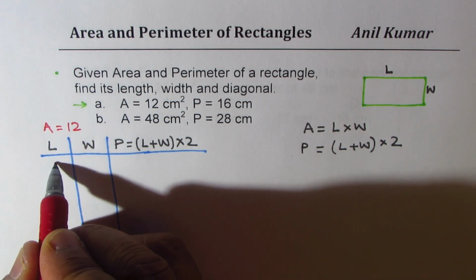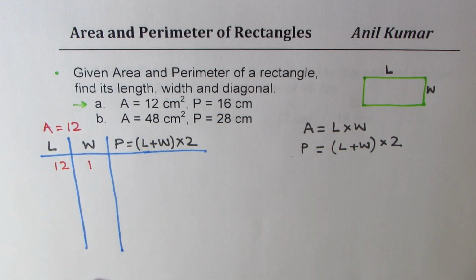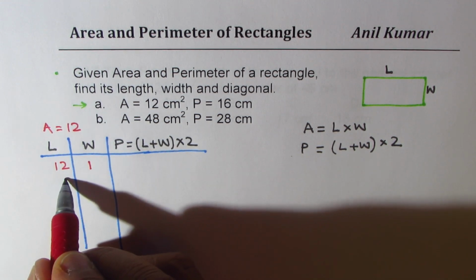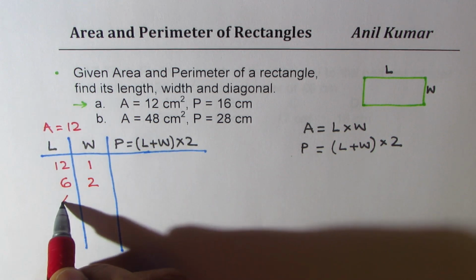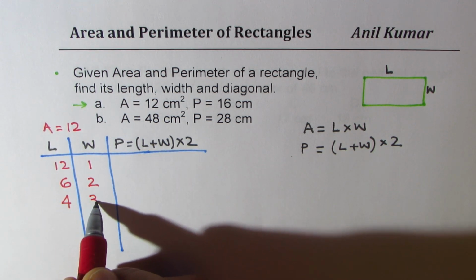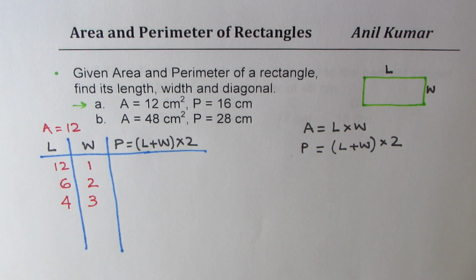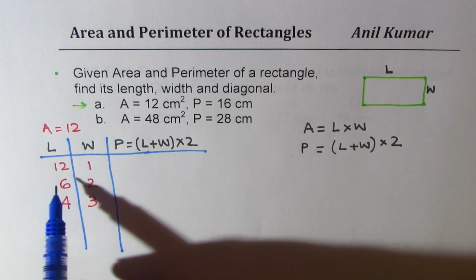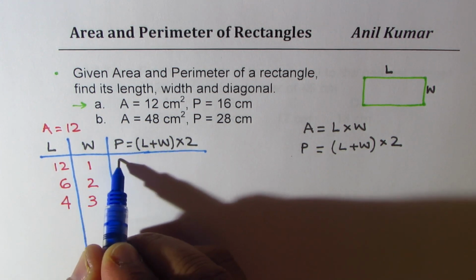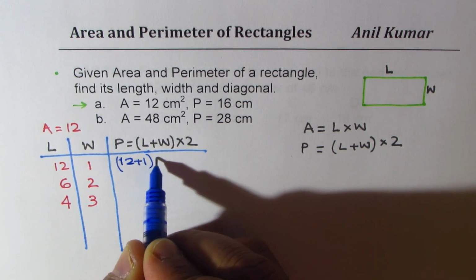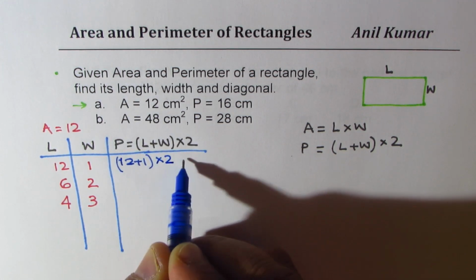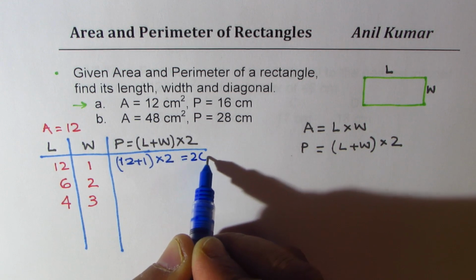We could have length of 12, width of 1. We could have length of 6, width of 2. We could have length of 4 and width of 3, correct? All these cases are possible. Now, for these cases, let us calculate the perimeter. So it becomes 12 plus 1, which is 13. And when you twice 13, you get 26.